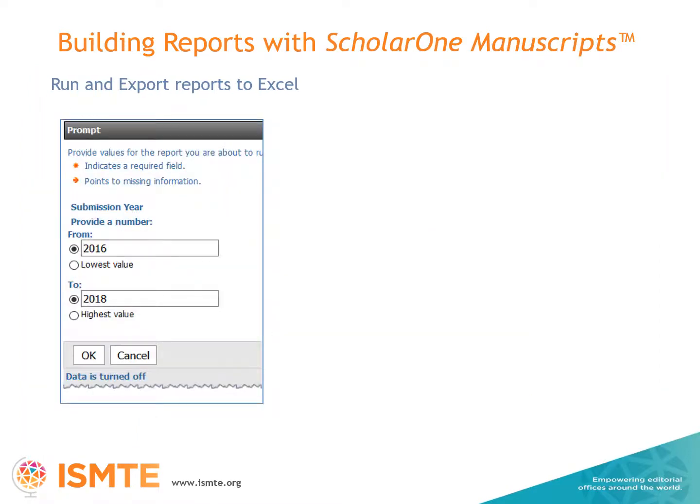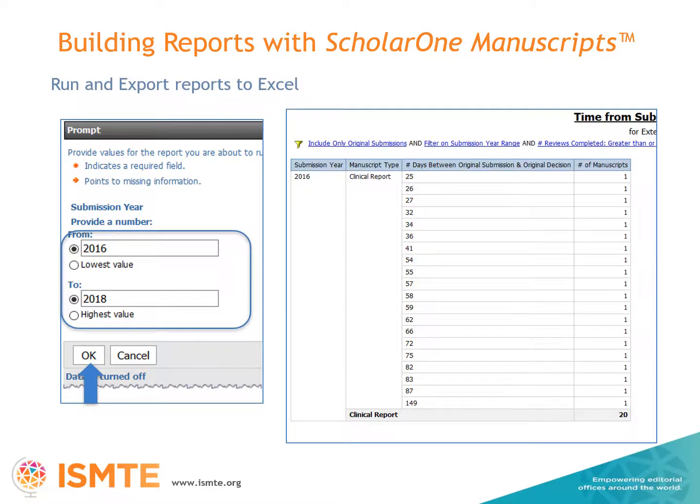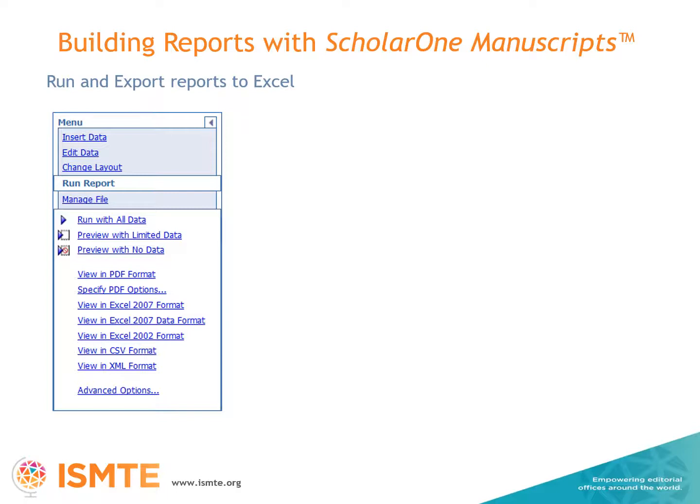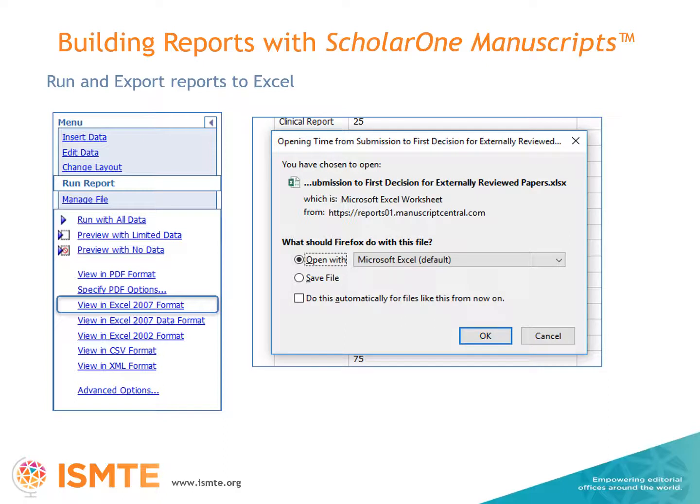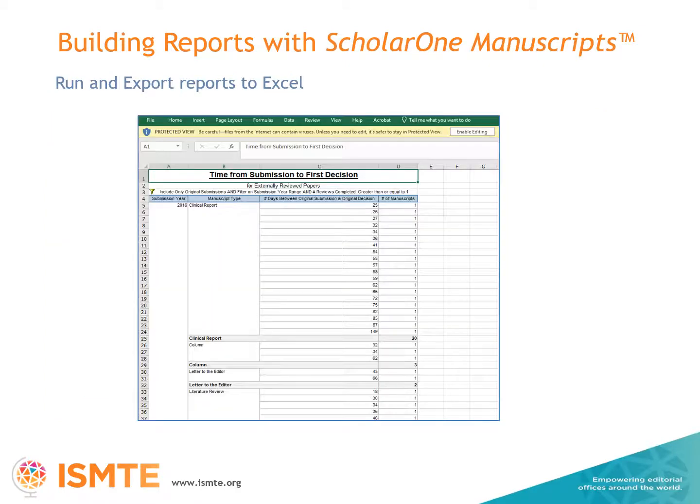Once you have chosen to run the data, you will be prompted to put in a submission year and click OK. Your report results will then appear on screen. To export the report into Excel, in the menu under Run Report, choose View in Excel 2007 format. This will open a window prompting you to open the report. Click OK. The report will now be available in Excel for you to edit.